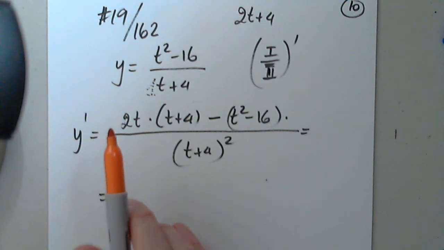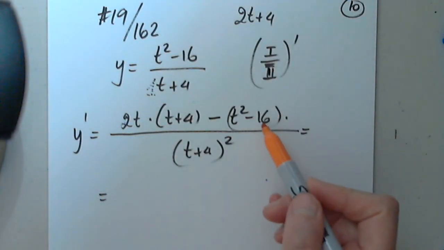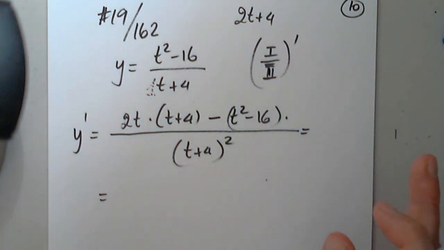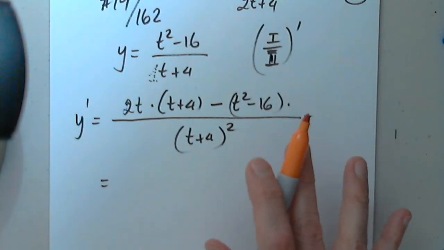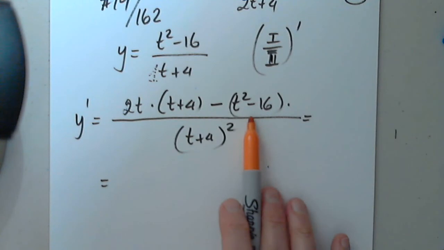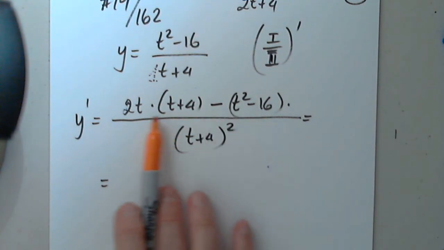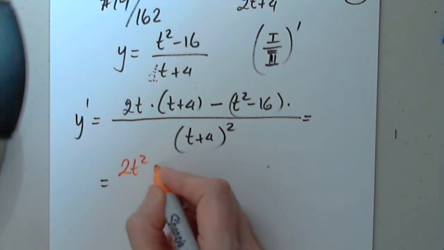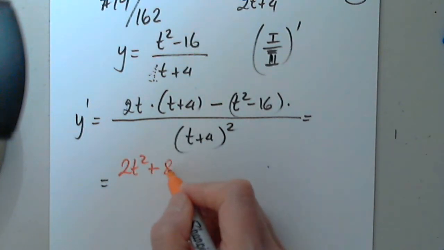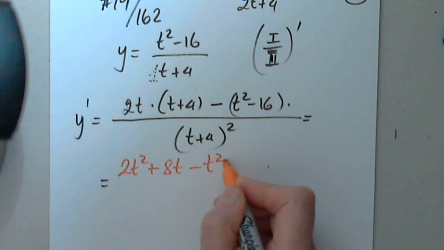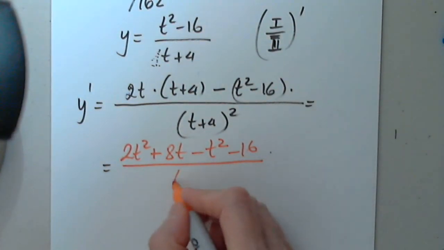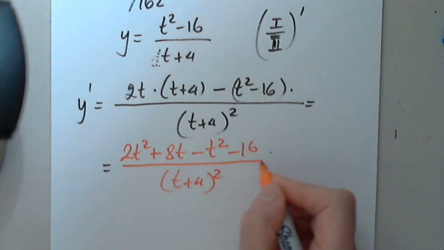You could say that if you factor this, I will have to factor out, etc. So I will be able to simplify it, but only if I notice that this is factorable. But let's say I don't notice. Let's continue. 2t squared plus 8t minus t squared and minus 16, everything divided by t plus 4 squared.